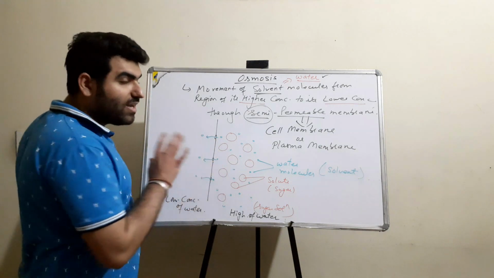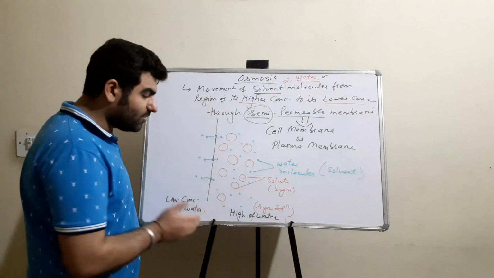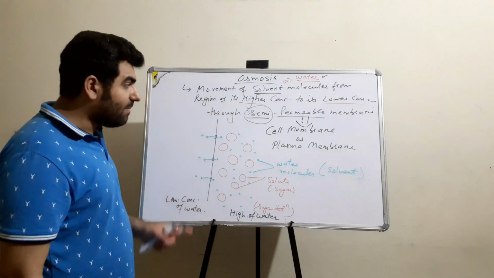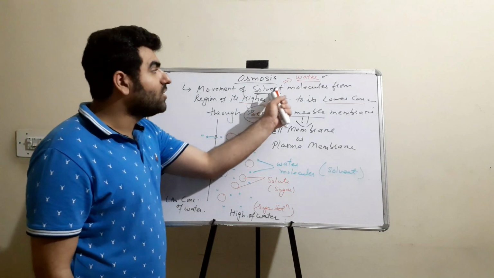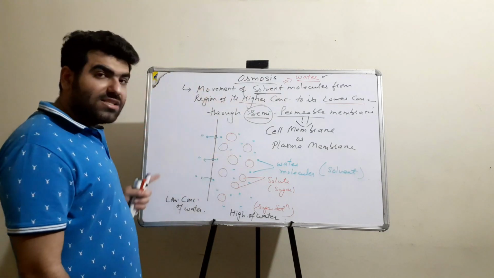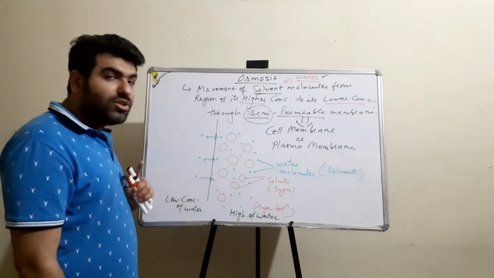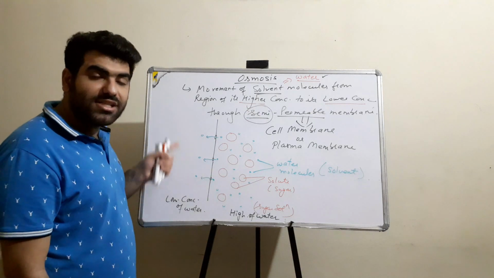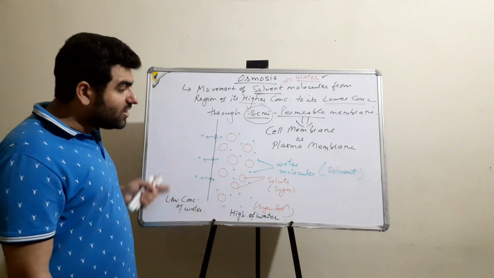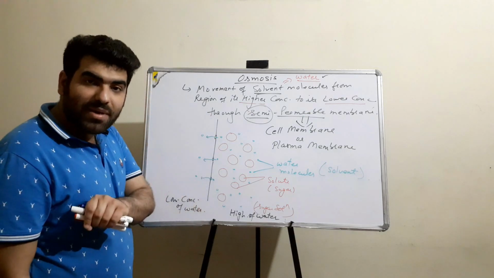So even if there is a concentration difference, the solute molecules will not travel through the semi-permeable membrane. The role of the semi-permeable membrane is to allow the solvent molecules to pass through it. Why? Because the size of the solvent molecules is similar to the pore size of the plasma membrane, so they will easily cross this membrane. So this is osmosis, and this membrane, the plasma membrane, is a semi-permeable membrane.